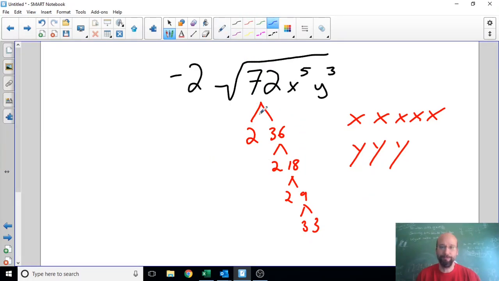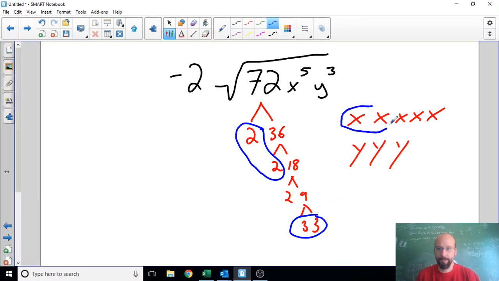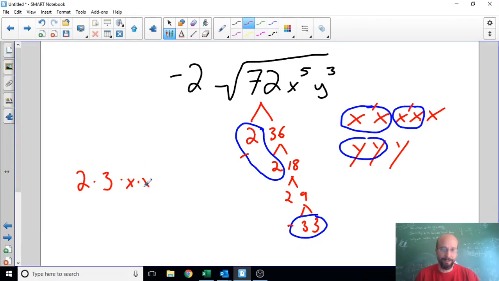So I'm going to circle my groups of 2. So I have a pair of 2's and a pair of 3's, a pair of x's, another pair of x's, and another pair of y's. So on the outside, I'm going to go over here and do that. I have 1, 2, a 3, 1, 2 x's, so that would be x times x, 1 y times y. Inside the radical, I have this 2, this x, and this y.